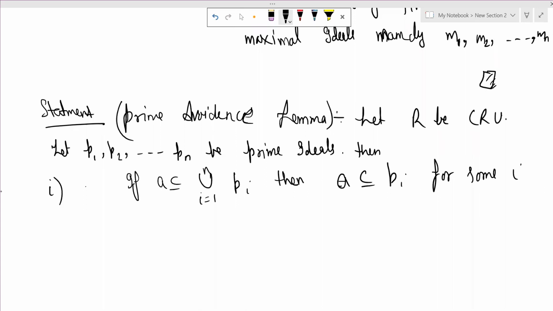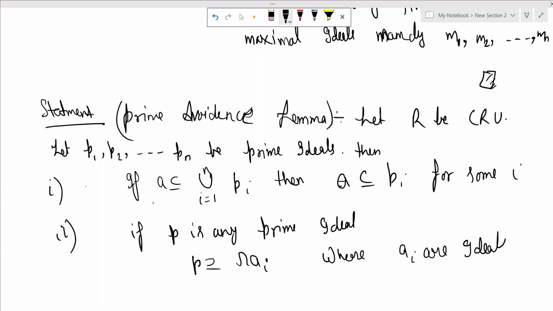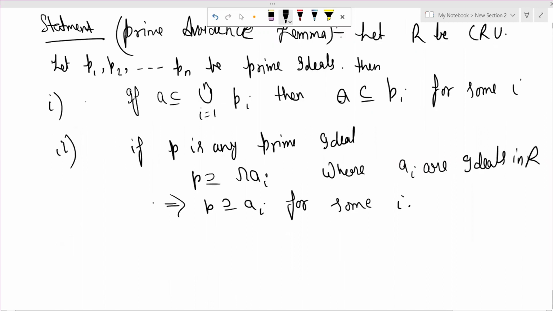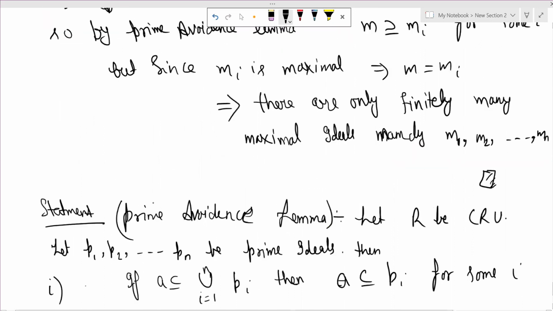First one is this one, and the second one is: if P is any prime ideal such that P contains the intersection of Ai, where Ai are ideals in R, this implies P contains Ai for some i. So these are the two statements of the prime avoidance lemma. We use the second one in this proof. Okay, so this is the statement of the prime avoidance lemma.